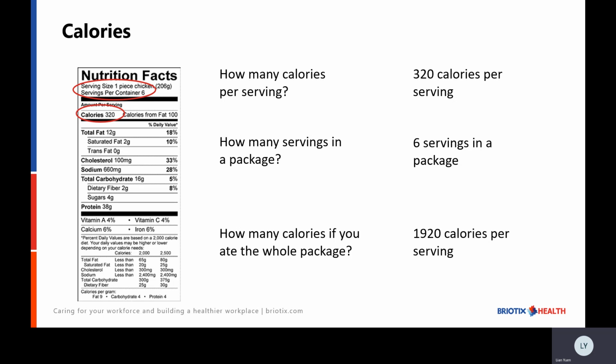And then you want to calculate how many calories are in the whole package if you're to eat the whole thing. So you'll take the number of calories and multiply that by the number of servings in a package. So 320 calories by 6 servings is about 2,000 calories per package. So we have 1,920 calories.